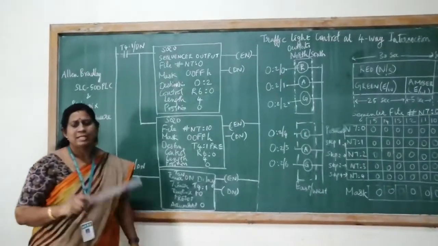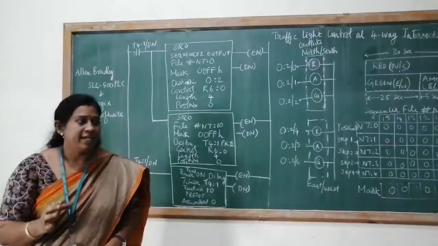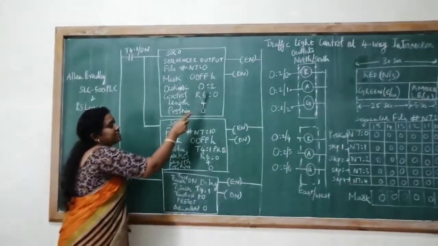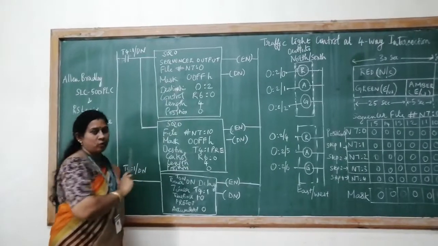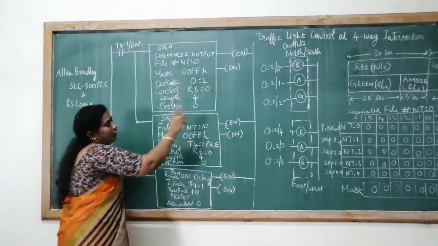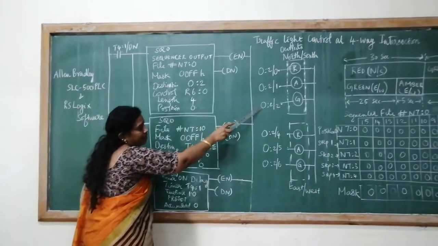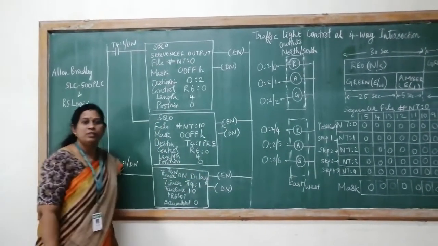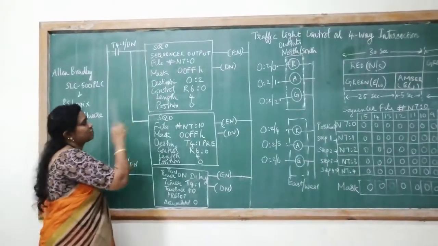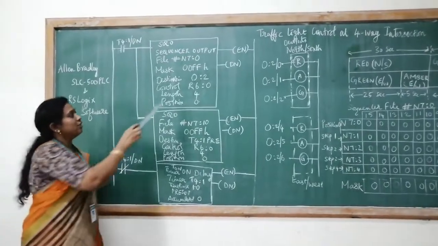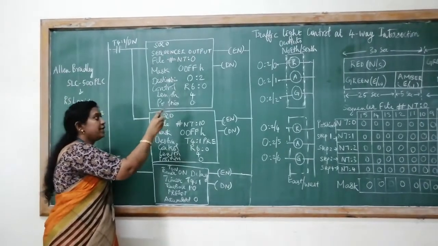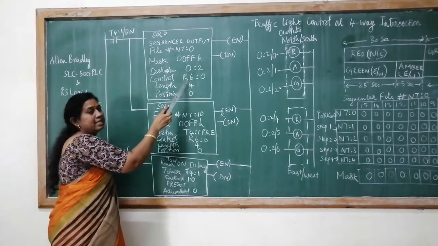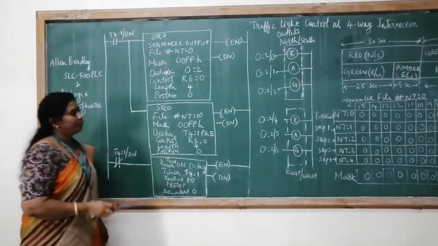Next comes the destination. Destination is the address where the output is being connected, and this represents O. I have taken the destination address to be O:0. O:2, sorry, O:2. You could see here this is the destination address. These bits are mapped to the various output lines. Next comes the control. Control register stores the status byte of the instruction, length and the position. We take this to be an R file, R6:0.